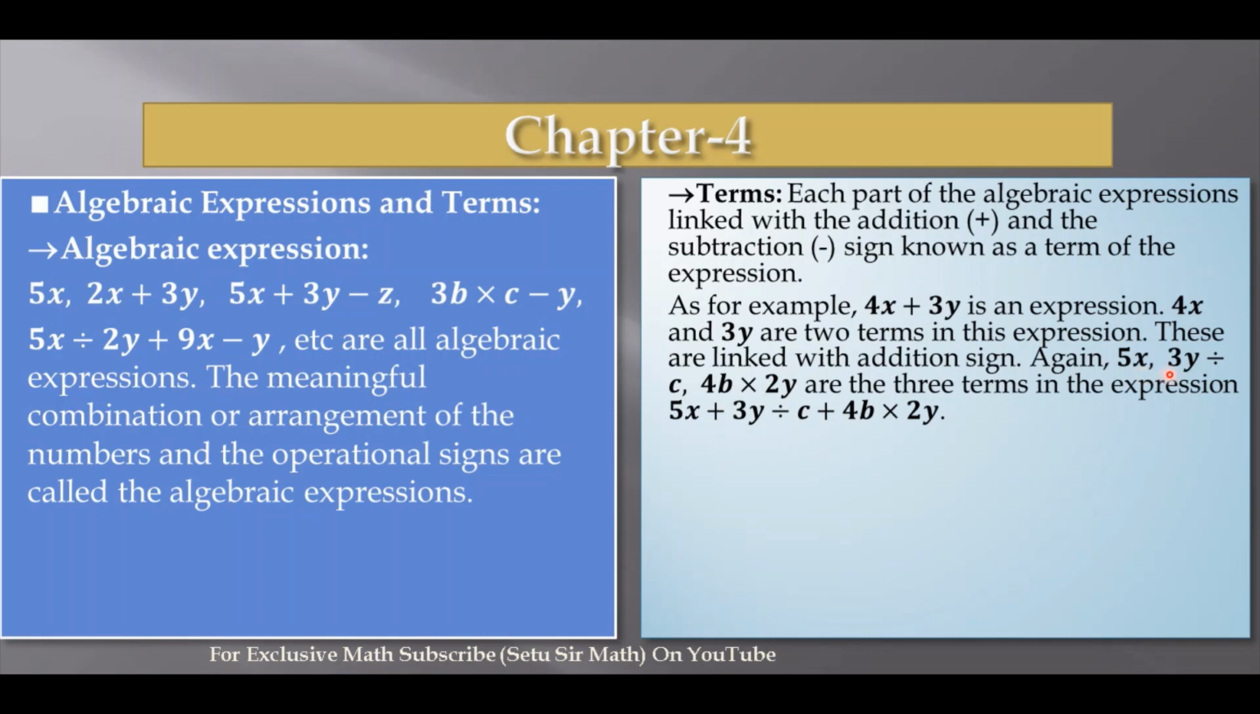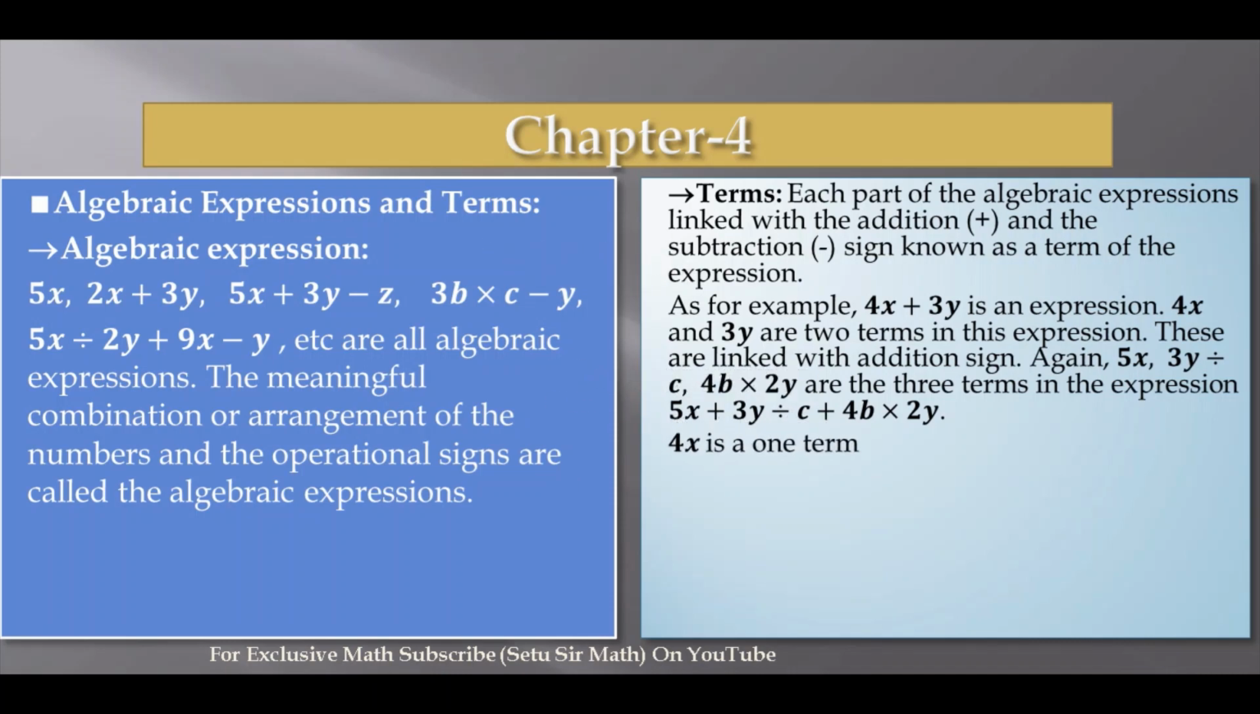Again, 5x, 3y divided by c, 4b multiplied by 2y are the three terms in the expression, and they are linked with plus sign. That means 5x plus 3y divided by c plus 4b multiplied by 2y. Again I am saying, for the first expression there are two terms and they are linked with a plus sign, and for this expression there are three terms: 5x, 3y divided by c, 4b multiplied by 2y. They are linked with plus sign. Okay.